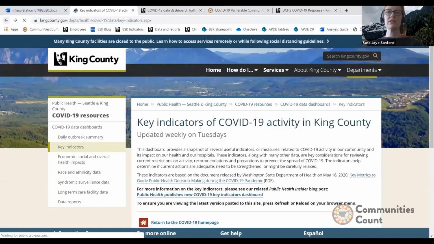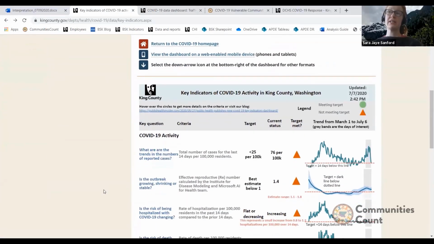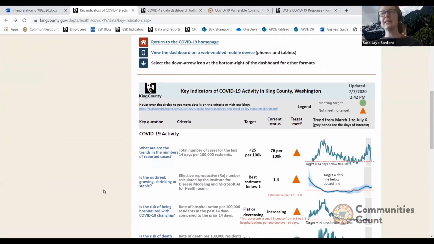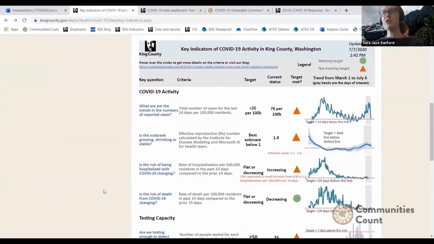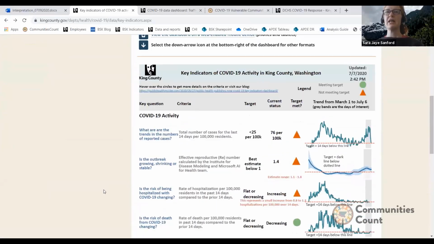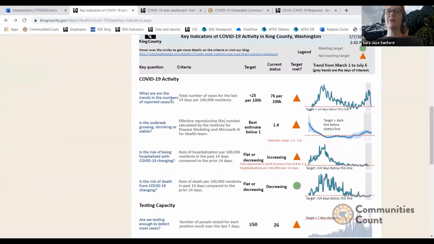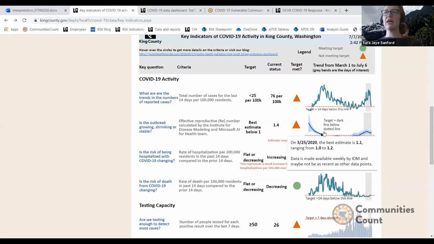Well, we were about to talk about these indicators related to reopening. These criteria were created at the state level, so they apply to counties across Washington state, and each county does apply to our state government to move forward through those phases of reopening. You can see on this key indicators dashboard a brief description of the criteria the state considers in reviewing those applications to move into a different phase of reopening. And then you can also see how King County has been doing on that indicator over time.